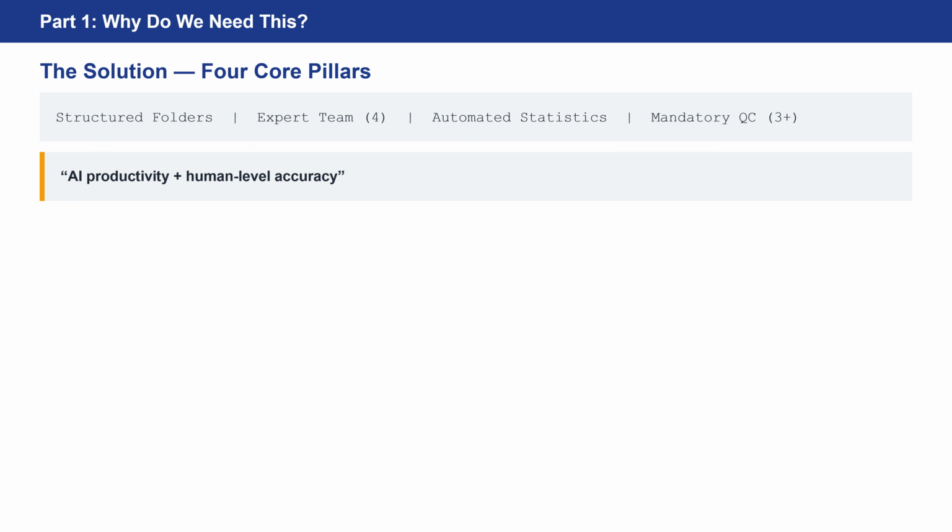Our system is built on 4 pillars: a structured folder system, a team of 4 virtual experts, automated statistical analysis, and a mandatory QC process of at least 3 rounds. In short, it maximizes AI productivity while ensuring human-level accuracy.